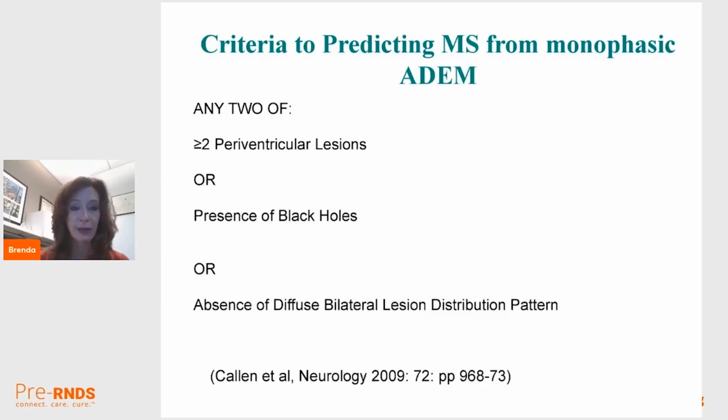In the study that I was referring to, we did note that if you had periventricular lesions, persistent black holes, and did not have this very diffuse, fluffy white matter appearance, you were very likely to have multiple sclerosis and much less likely to be manifesting with monophasic ADEM.